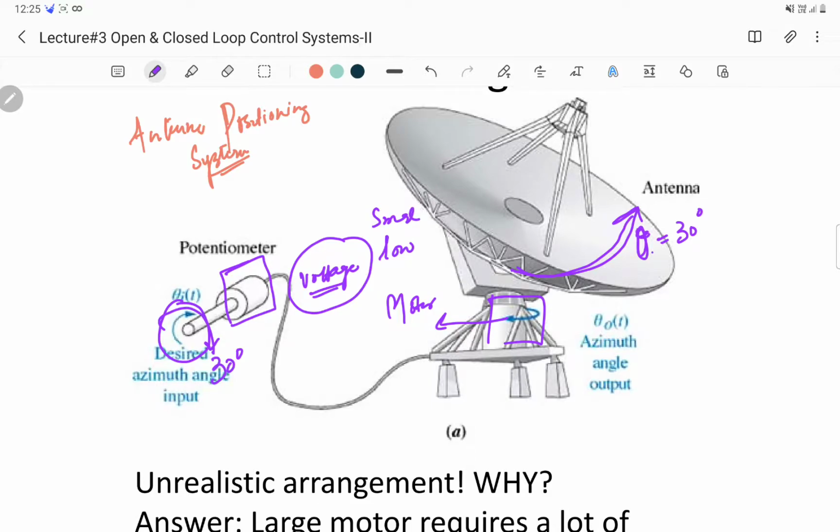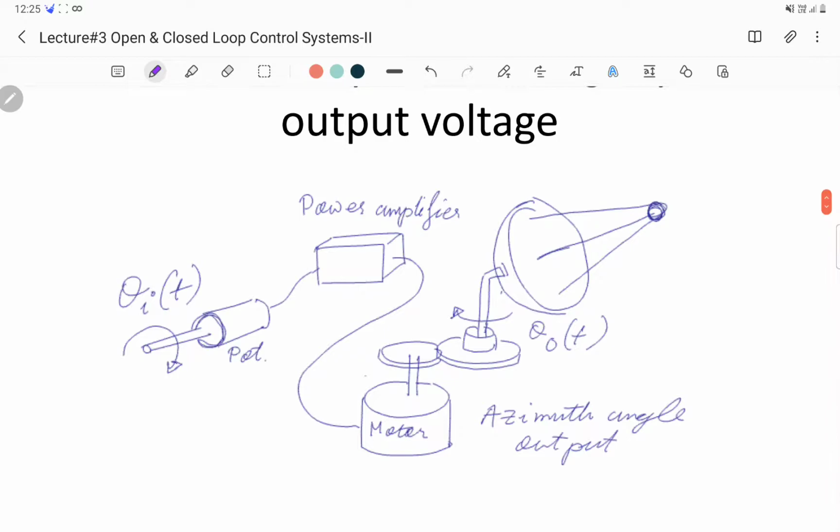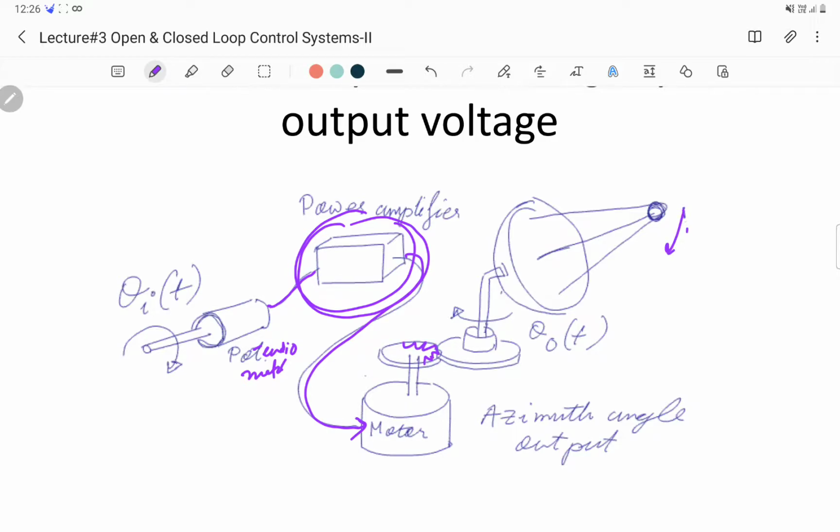So in order to rotate this huge antenna system, we use a power amplifier, as shown here. We use an amplifier for amplifying the small voltage produced by the potentiometer. This is a potentiometer here. The voltage produced by the potentiometer gets amplified, and that amplified voltage is given to a motor, and this motor rotates the system. There is a gear system. This gear system rotates, and the antenna rotates by the desired angle, say for example 30 degrees.